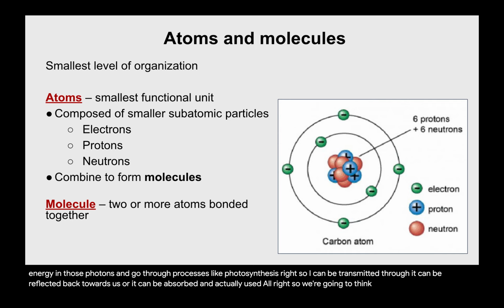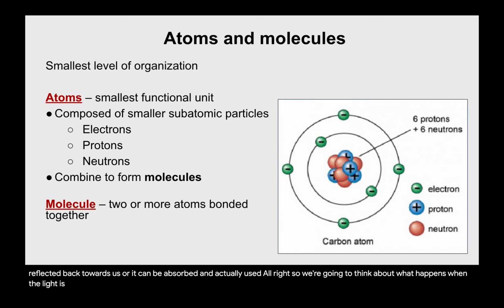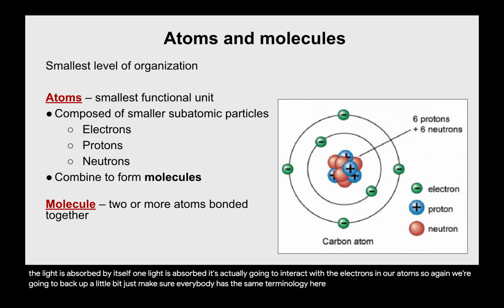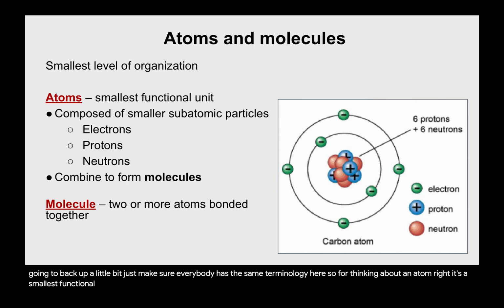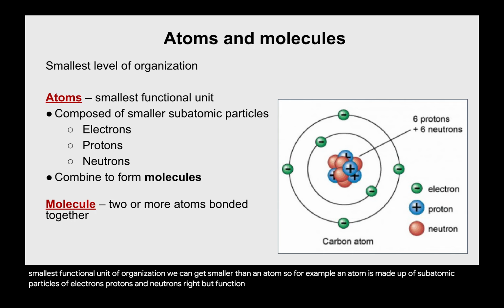All right, so we're going to think about what happens when the light is absorbed. When light is absorbed, it's going to interact with the electrons in our atoms. So again, we're going to back up a little bit, just to make sure everybody has the same terminology. An atom is the smallest functional unit of organization. We can get smaller than an atom. For example, an atom is made up of subatomic particles: electrons, protons, and neutrons. But functionally, an atom is the smallest unit.